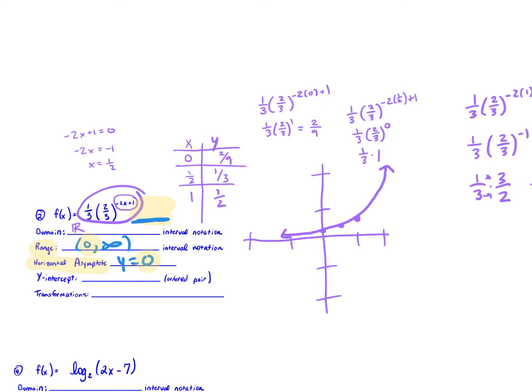If I had a plus 2 out there, my range would be from 2 to infinity, and my horizontal asymptote would be y equals 2. So it only changes if you have a vertical shift, so if you move it up or move it down.